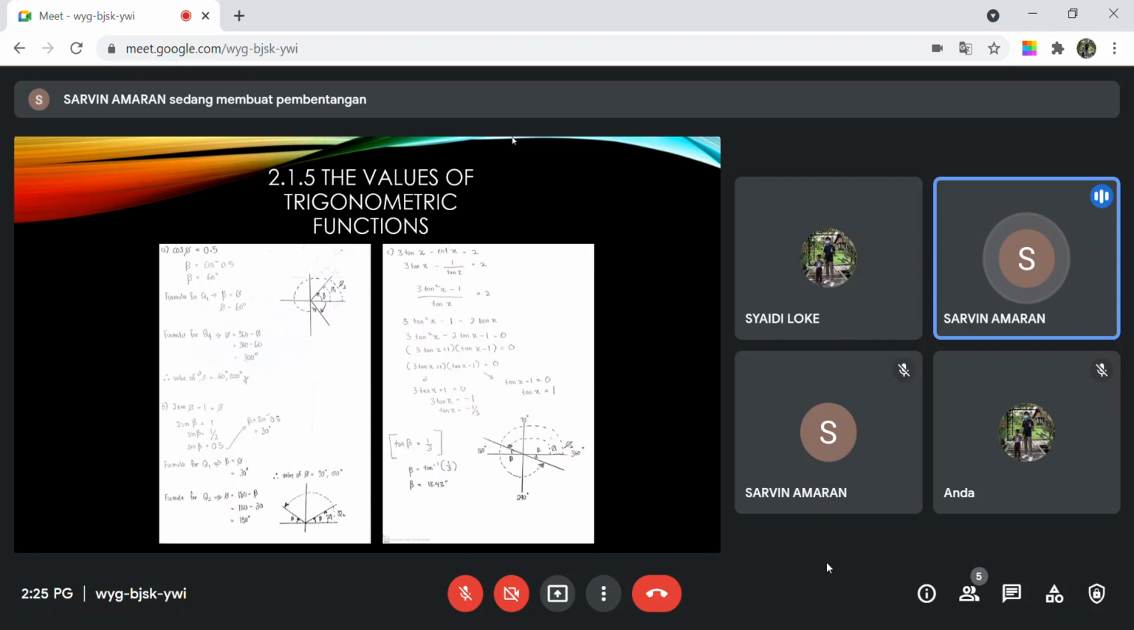So we do the first one. First, as usual, follow the steps: solve the equation and find the reference angle, which is 18.43 degrees. And do not forget step 3, which is to draw the reference angle in the graph.